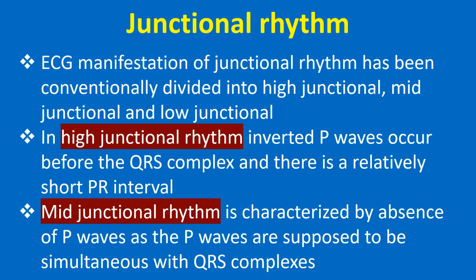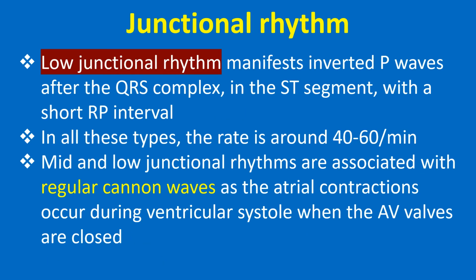ECG manifestation of junctional rhythm has been conventionally divided into high junctional, mid junctional and low junctional. In high junctional rhythm, inverted P waves occur before the QRS complex and there is a relatively short PR interval. Mid junctional rhythm is characterized by absence of P waves as the P waves are supposed to be simultaneous with the QRS complexes. Low junctional rhythm manifests inverted P waves after the QRS complex in the ST segment with a short RP interval. In all these types, the rate is around 40 to 60 per minute.